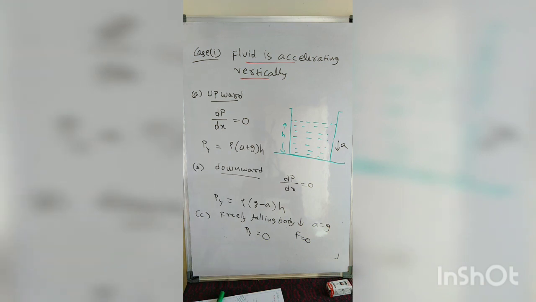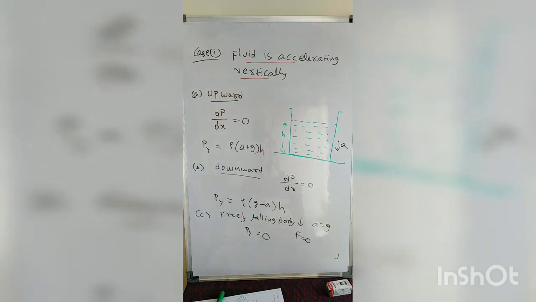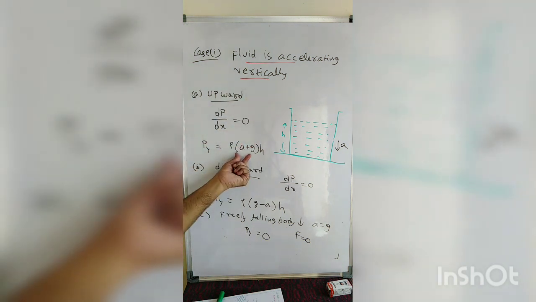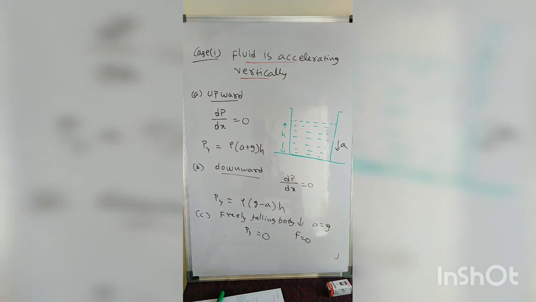See carefully what I am saying. When the fluid is accelerating either in the upward direction or in the downward direction, there is no change in the height, but there is only a change in the g value. That is, if it is moving up, a plus g. If it is moving down, g minus a.